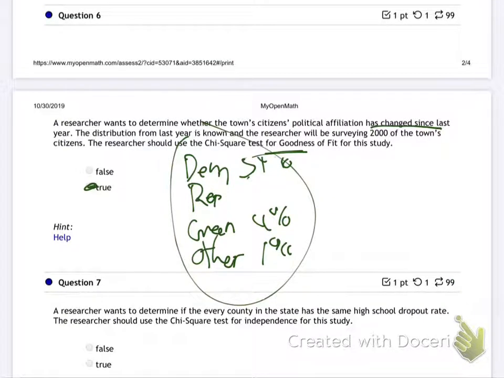See number 7? A researcher wants to determine if every county in the state has the same high school dropout rate. The researcher should use the chi-square test for independence for this study.